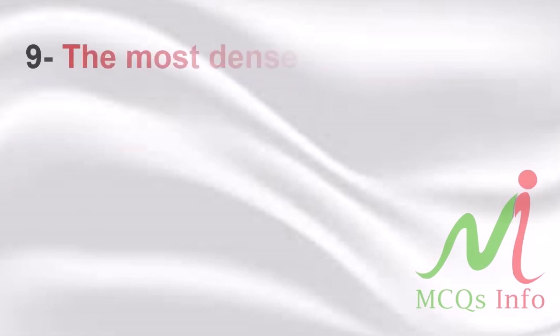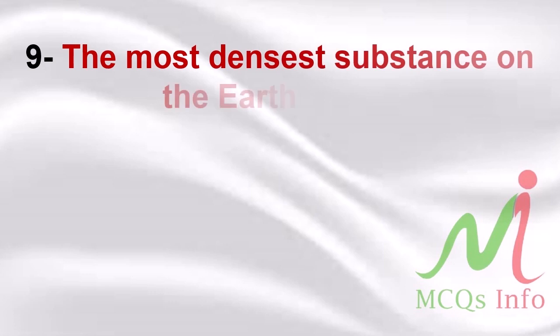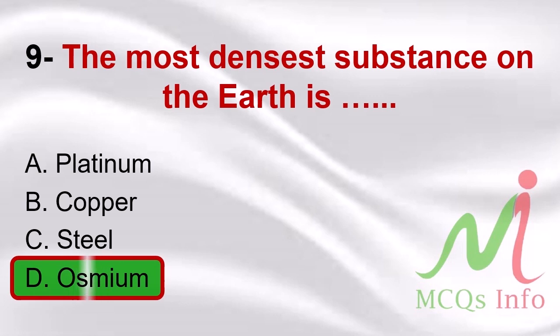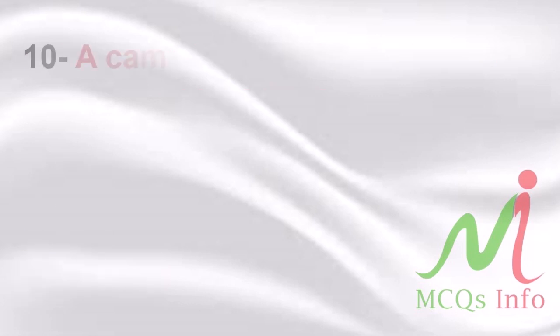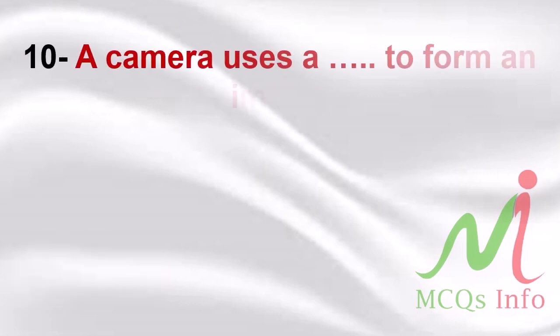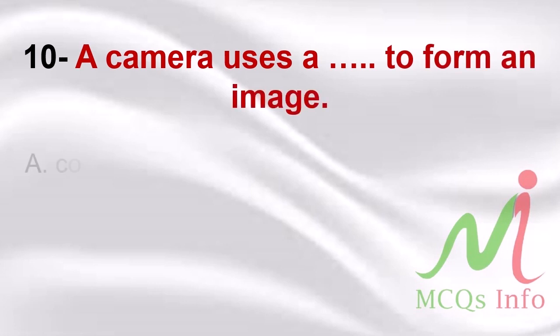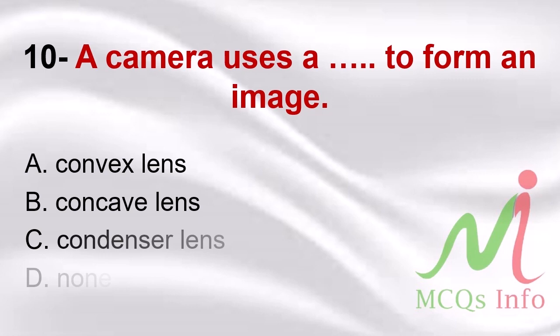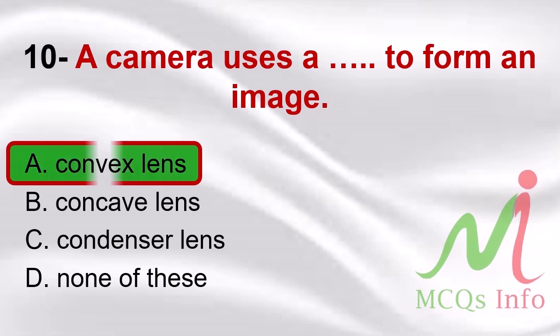The most densest substance on the earth is A platinum, B copper, C steel, D osmium. Correct option is D osmium. A camera uses A to form an image. A convex lens, B concave lens, C condenser lens, D none of these. Correct option is A convex lens.